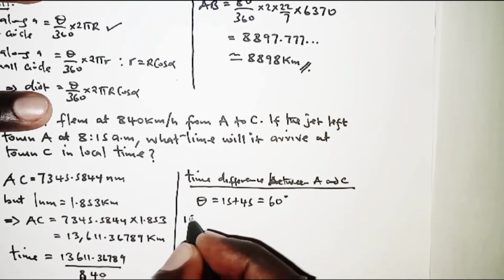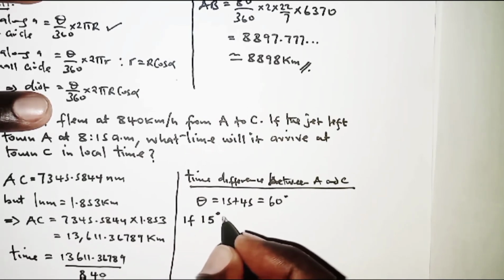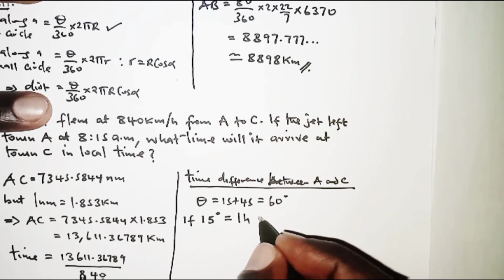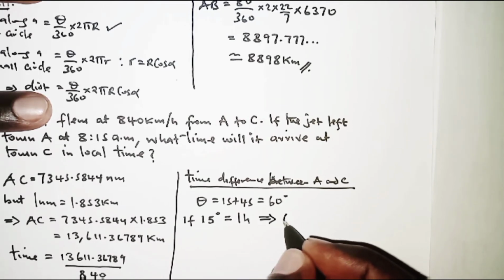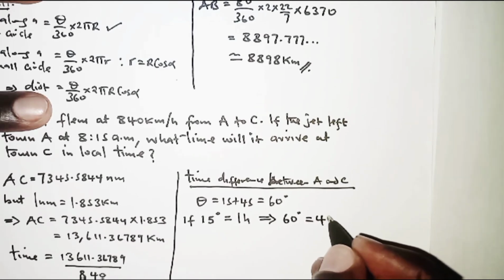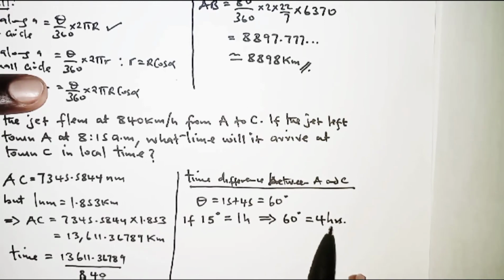But you also know that 15 degrees is equivalent to 1 hour. Therefore, that would imply that 60 degrees would be equivalent to 4 hours. So this is the time difference between A and C.